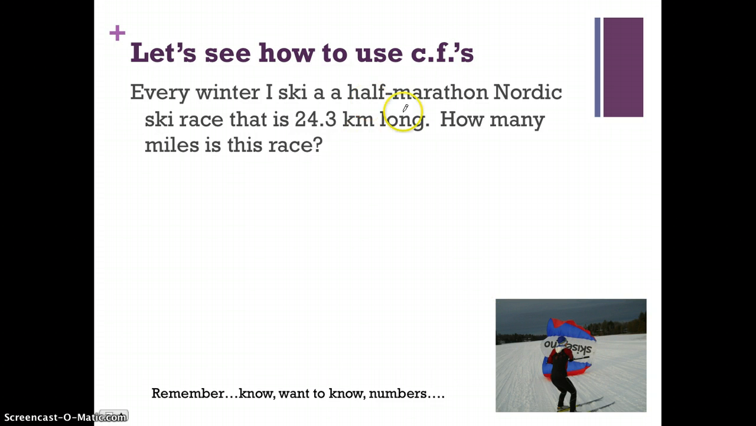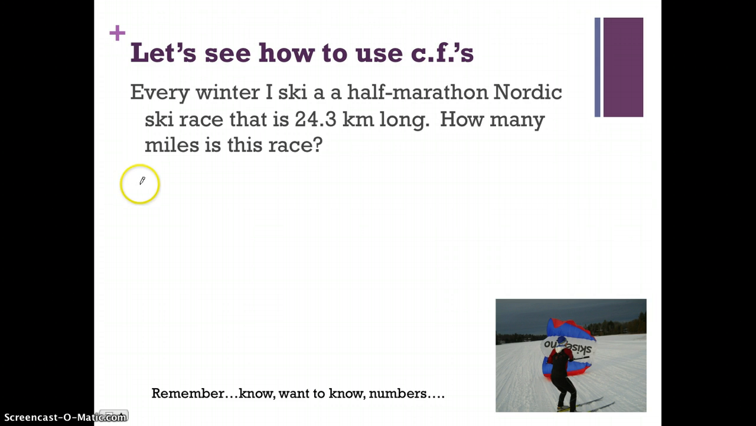But when I ski my half marathons, I don't get to use a sail. I have to use my arms and I have to work at it. So each year I do a half marathon Nordic ski race, and it's 24.3 kilometers long. So what I'm wondering is, how many miles am I skiing? So we know how to put the conversion factor together. Let's add one more step.